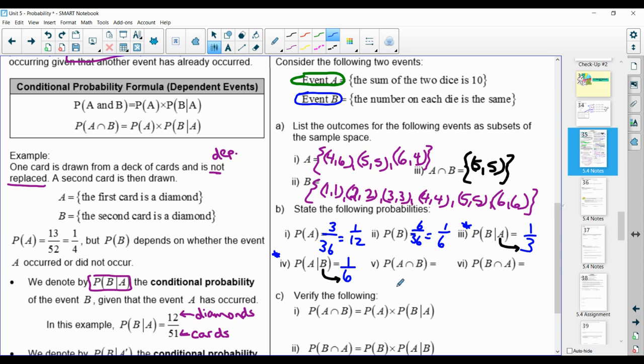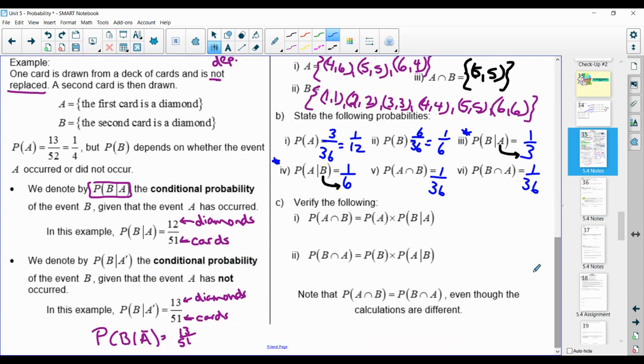Now the probability of A and B happening is 1 out of 36. And the probability of B and A happening is also 1 out of 36. So order doesn't matter when we're talking about and, but it will make a difference when we're talking about conditional probabilities. So let's just verify this using our independent formulas. In this case, our dependent formulas.